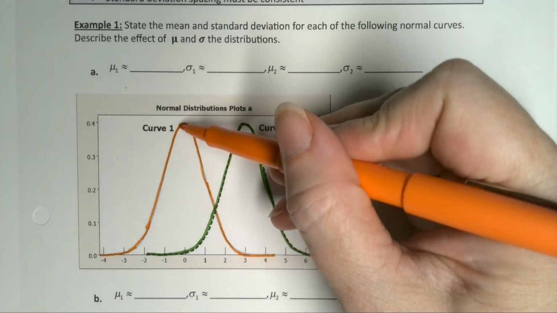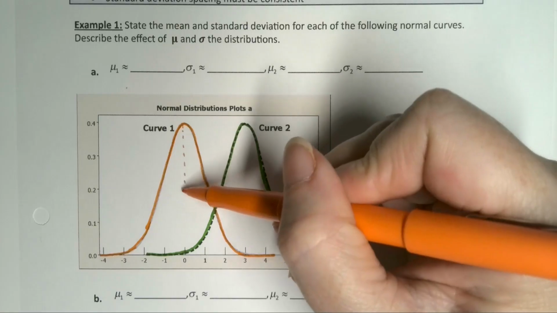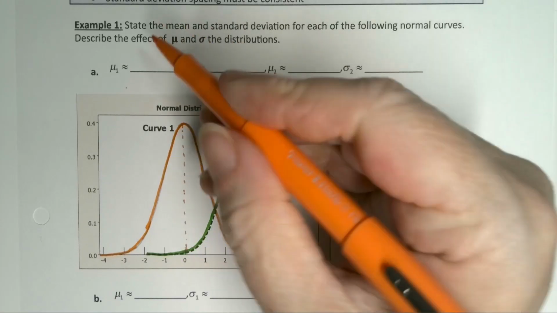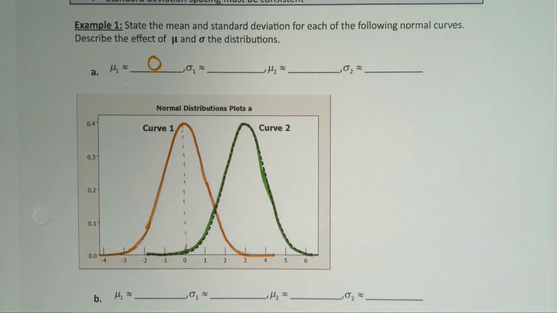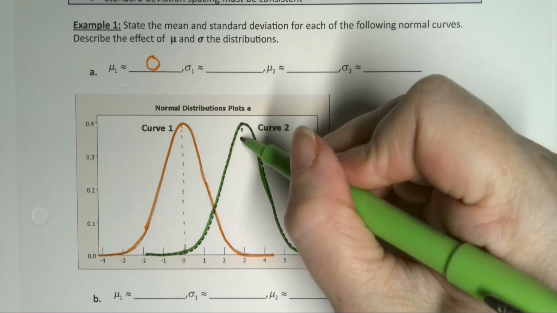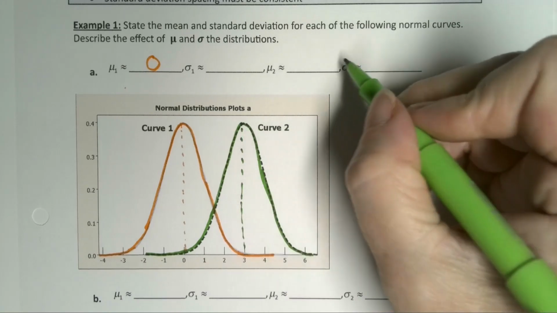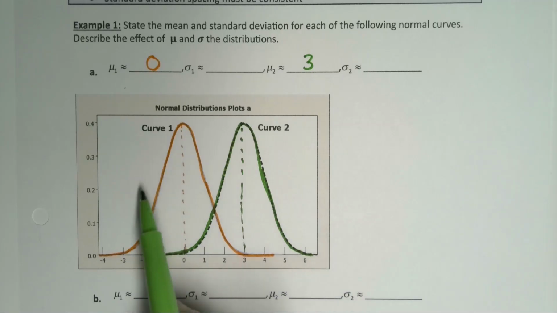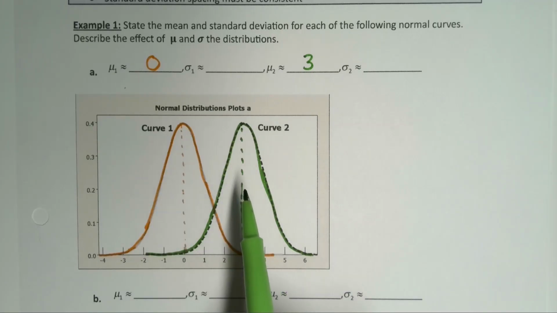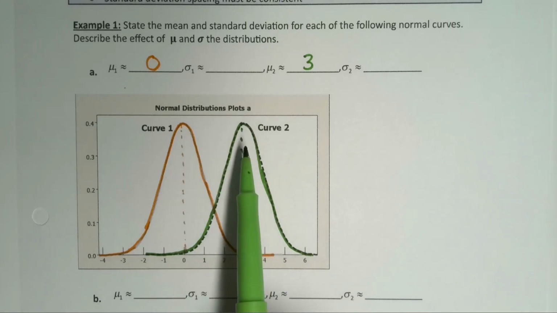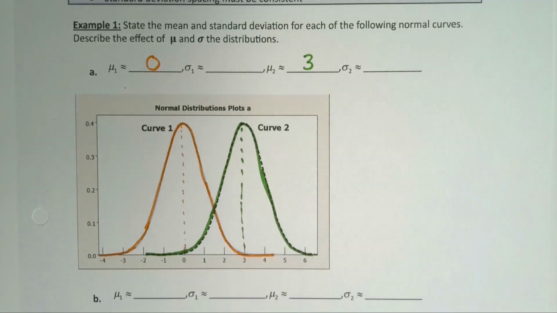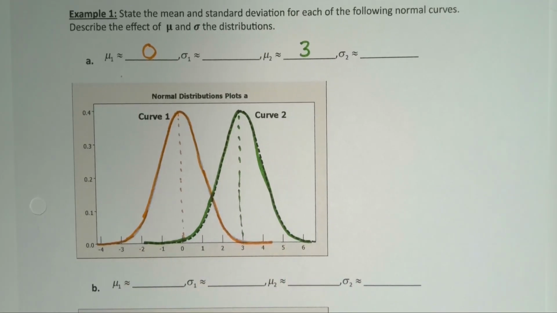So if we look at curve number 1, which I highlighted in orange here, we can see that the central line is hitting at 0. So that graph has a mean of 0. And the other graph has a central peak right here at 3. So this graph on the right has a larger mean. And you can tell because it's to the right where the curve has its peak, right? Because where the curve has its peak for a normal curve is the mean. Larger because numbers on the right of the number line are larger than numbers on the left.